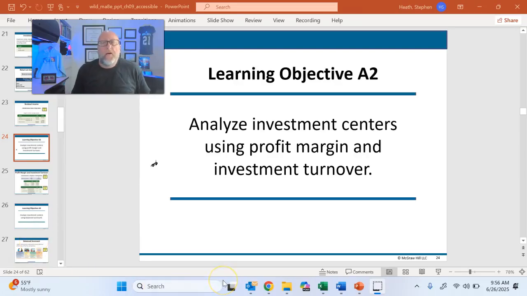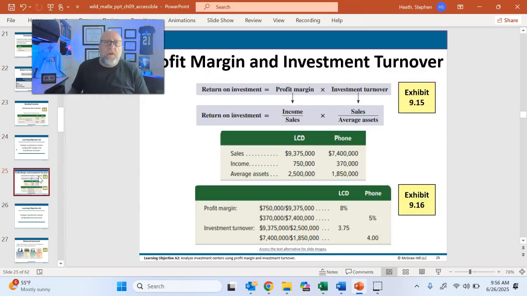All right, I am going to cover analyzing an investment center using profit margin and investment turnover. It's the same concept as return on investment. We are still measuring the performance using return on investment. However, this formula is just a little bit more sophisticated. So we can restate return on investment.